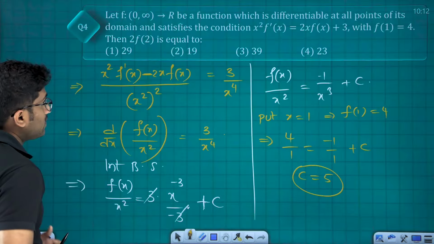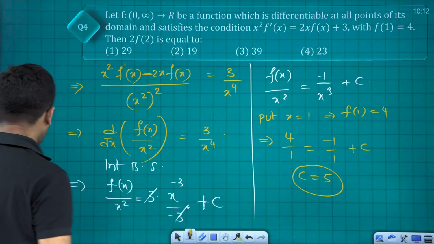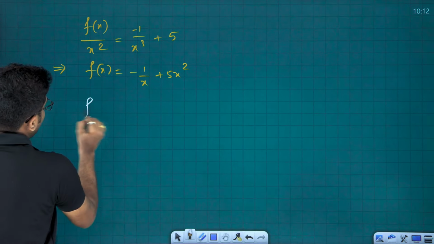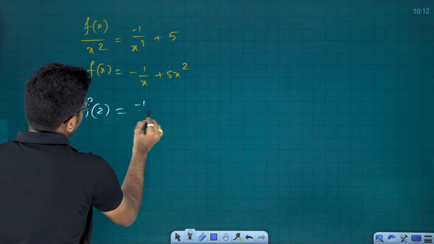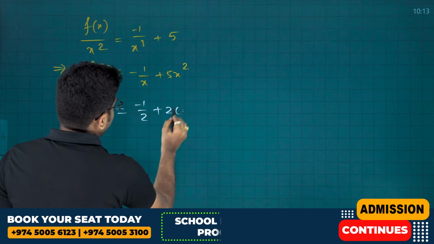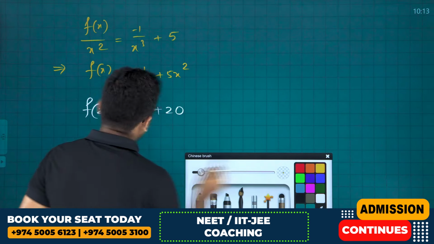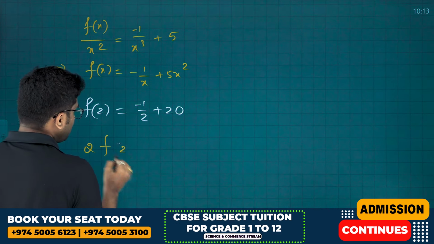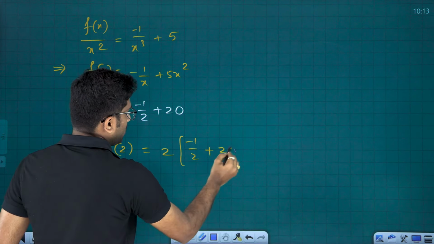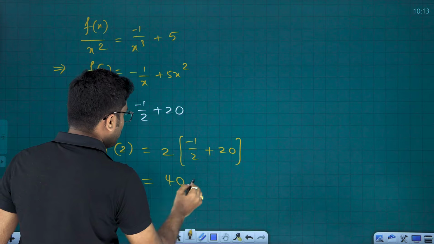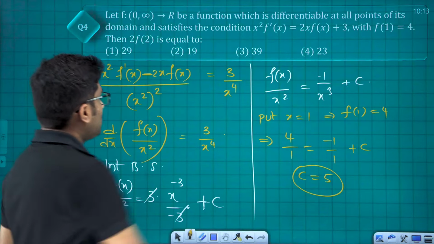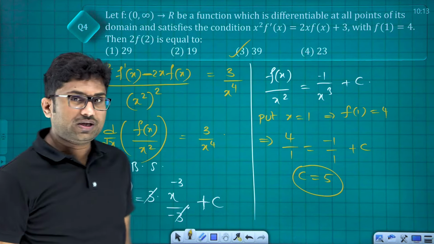Now what are they asking? They are just asking 2 times f of 2. Put x equals to 2. What is f of 2? f of 2 is equal to minus 1 by 2 plus 2 square 4, 5 4s are 20. So finally 2 times f of 2 is equal to 2 times of minus 1 by 2 plus 20. So 2 into 20, 40, minus 1, which is equal to 39. Answer is 39, friends. Option 3.